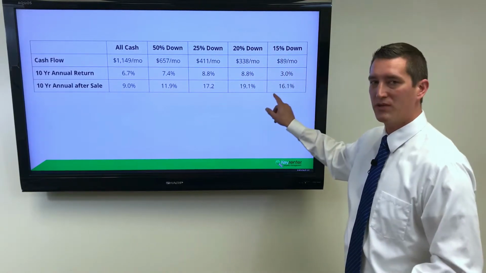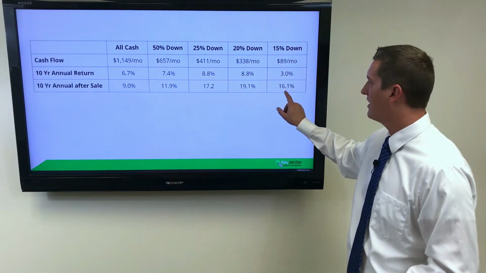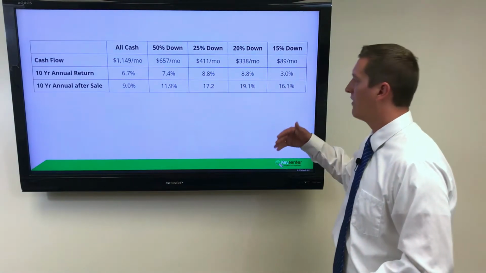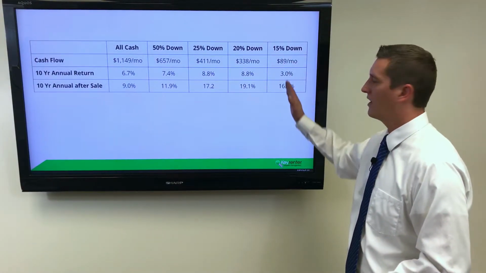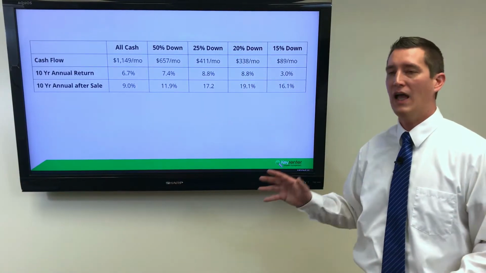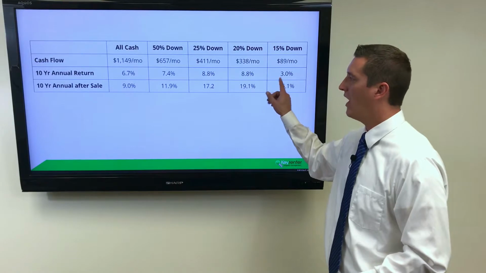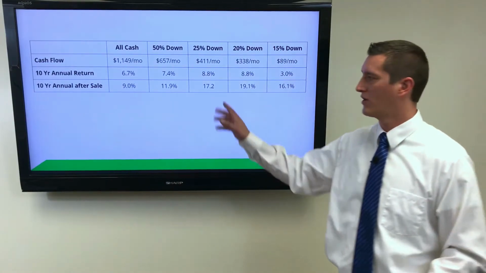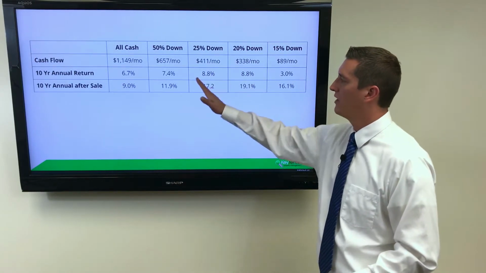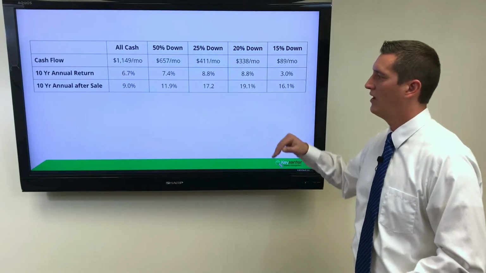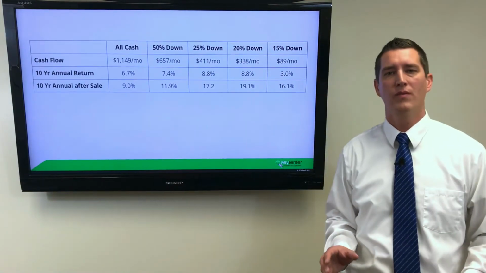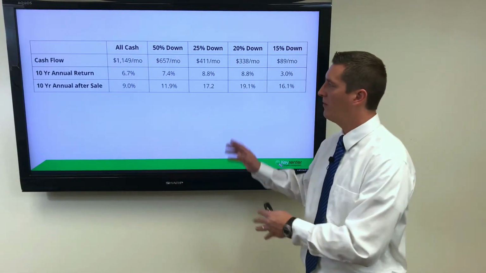Now, with this 15% down, we still, after the sale of the asset, have a 16.1% return because we're leveraging so much. However, that's not a safe place to be unless you're really planning on appreciation and you're not looking for a great return on your cash, which most investors are looking for both. And so you want to look at where this plays out for you, getting the best cash return as well as after a 10-year period, looking at maybe liquidating that asset. So I hope this is helpful for you to check out.